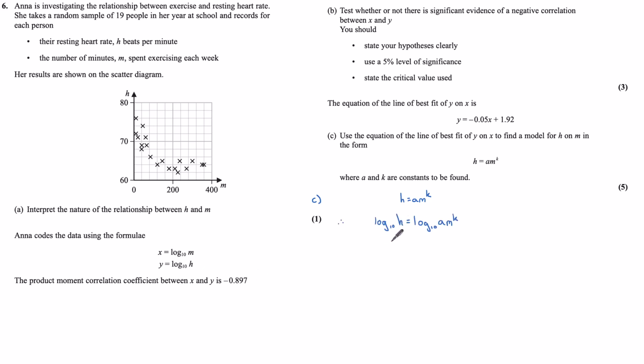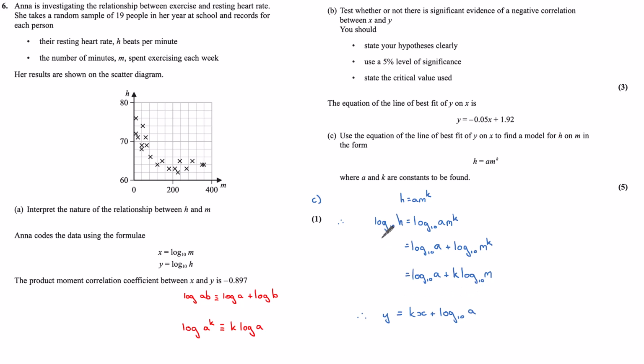So log base 10 of h is equal to log base 10 of a m to the power k, and we're going to use our log rules to rearrange this right hand side. The first log rule we're going to use is that log AB is the same as log A plus log B, so that can split this a and m to the k to get log base 10 of a plus log base 10 of m to the power k. And the second log rule we're going to use is that log a to the power k is the same as k log a. And so that's rearranging this log base 10 of m to the power k, which is the same as k log base 10 of m.